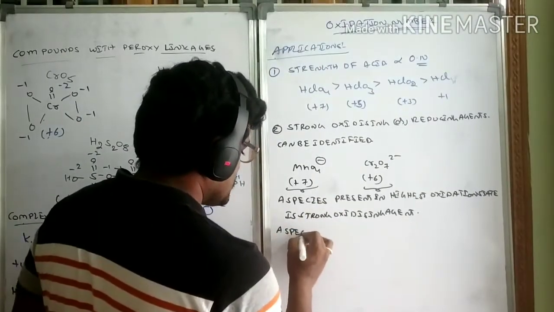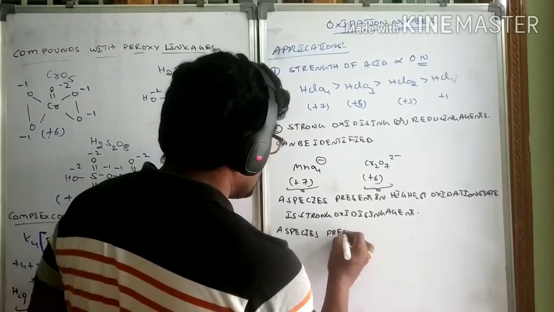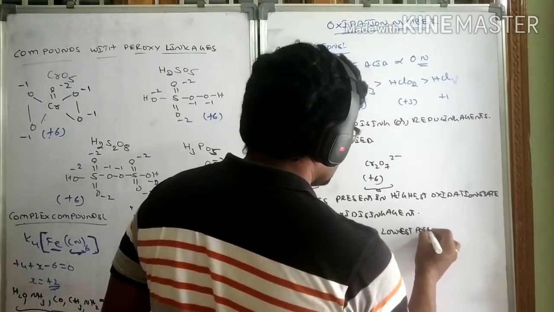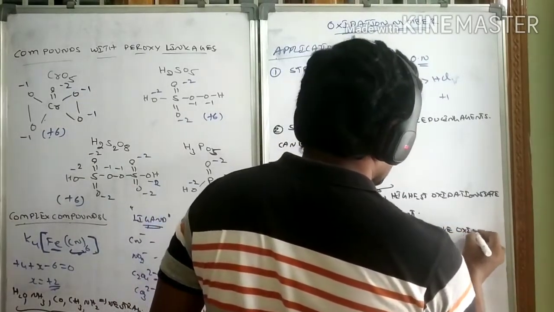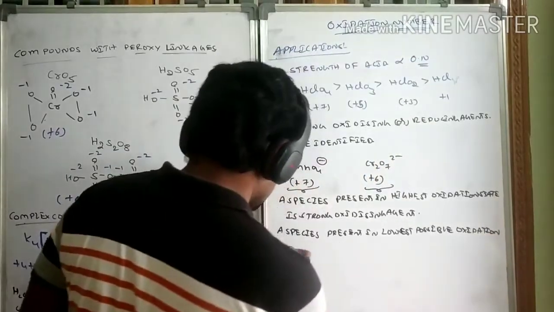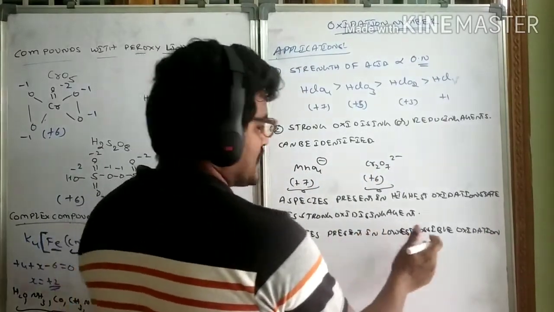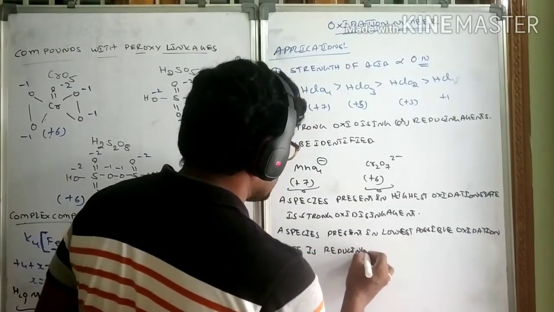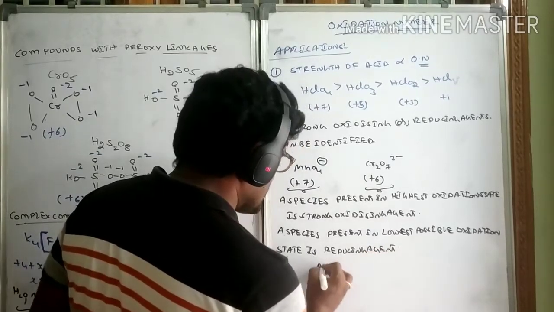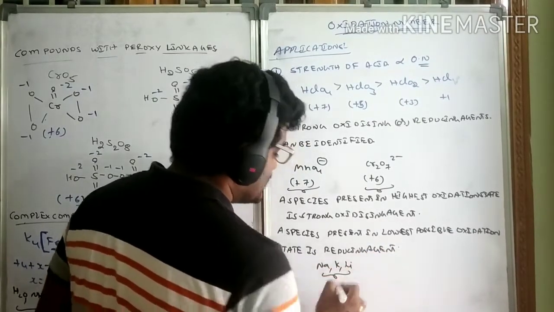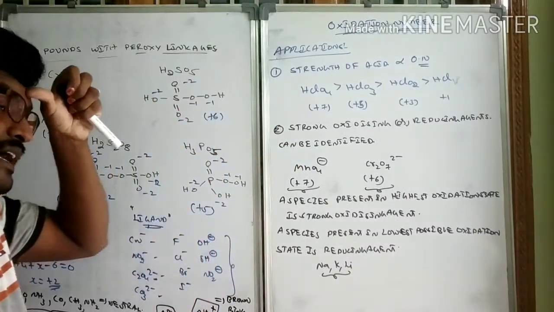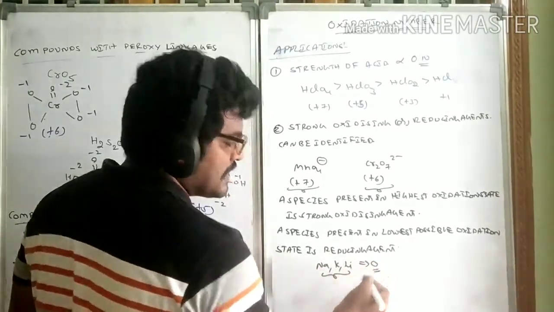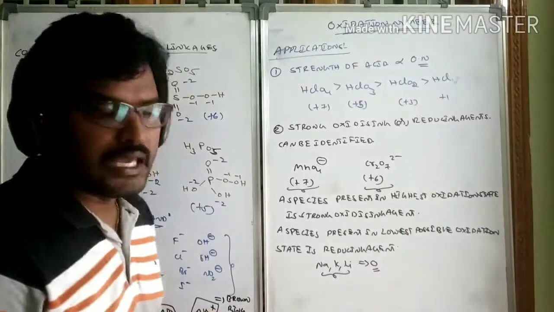A species present in the lowest possible oxidation state is a reducing agent. We know metals like sodium, potassium and lithium. When you take these, they are present in the lowest oxidation state, that is 0. So they behave as reducing agents.